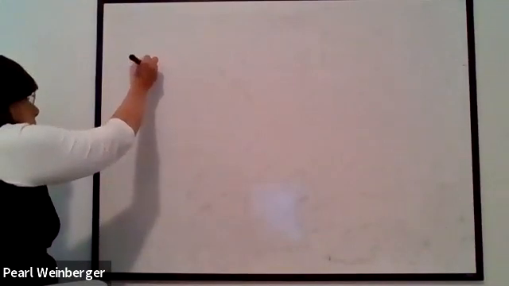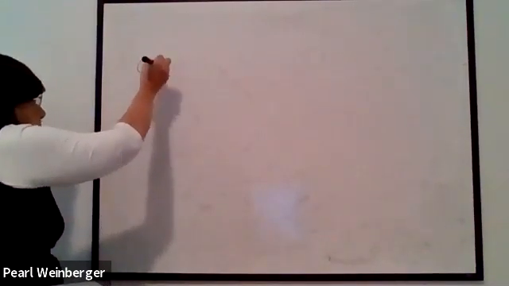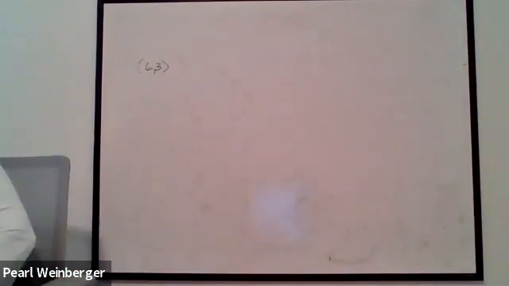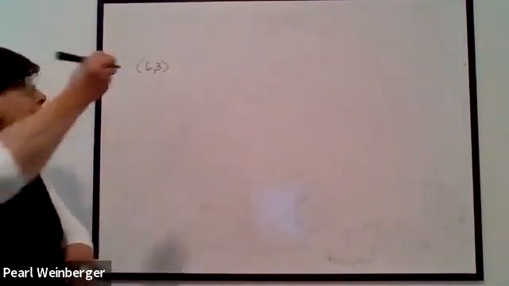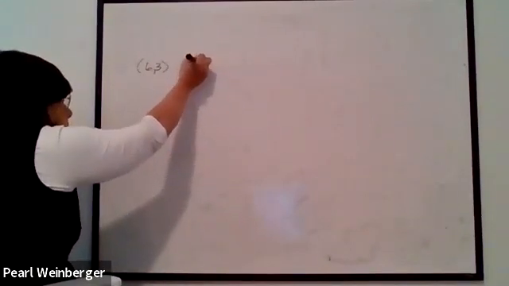Now, it turns out that sometimes we are given not the equation of the line, but points on the line. Let's say I give you these 2 points, 6, 3, and the other point on the line is negative 4, 8. These are 2 points on a line.